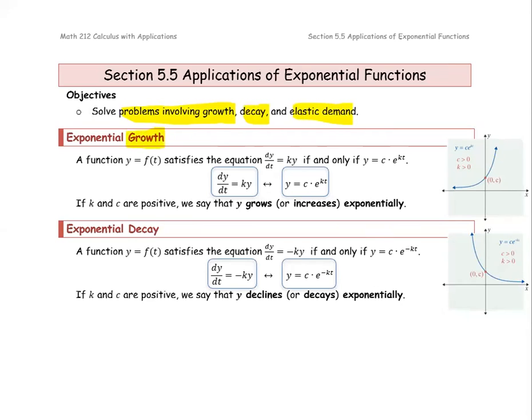For exponential growth and decay, we consider the function y in the form of c times e to the power kt for growth, and y equals c times e to the power negative kt. The positive sign in the power of e represents growth, where the function grows exponentially. The negative sign appearing as the exponent of e represents the declining or decaying of the number exponentially.